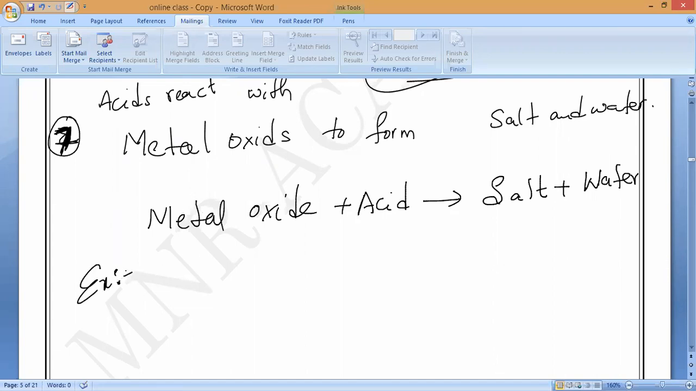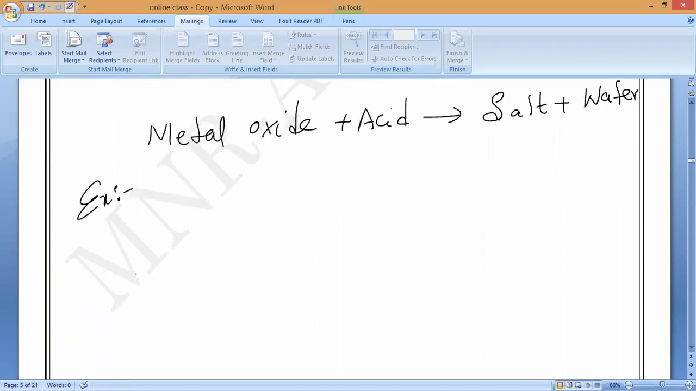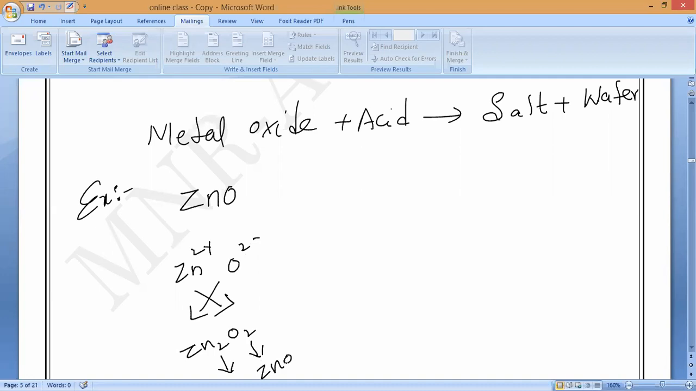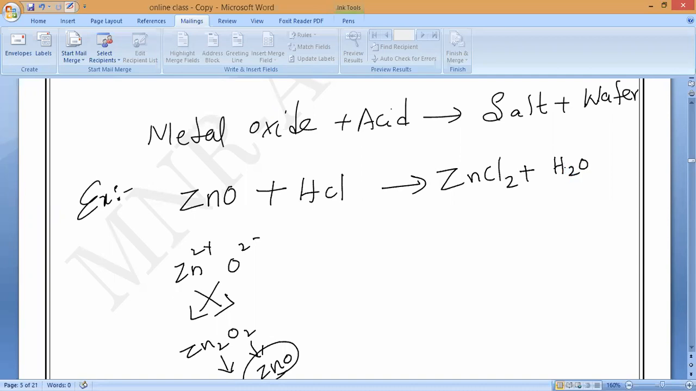Zinc oxide, ZnO2? Is it yes or no? Let it be ZnO, because zinc is 2 plus and oxygen is 2 minus. By crisscrossing we get Zn2O2, but always in the lowest fractions, which gives ZnO. Now ZnO reacting with hydrochloric acid, what will happen? It will form zinc chloride plus water, H2O.